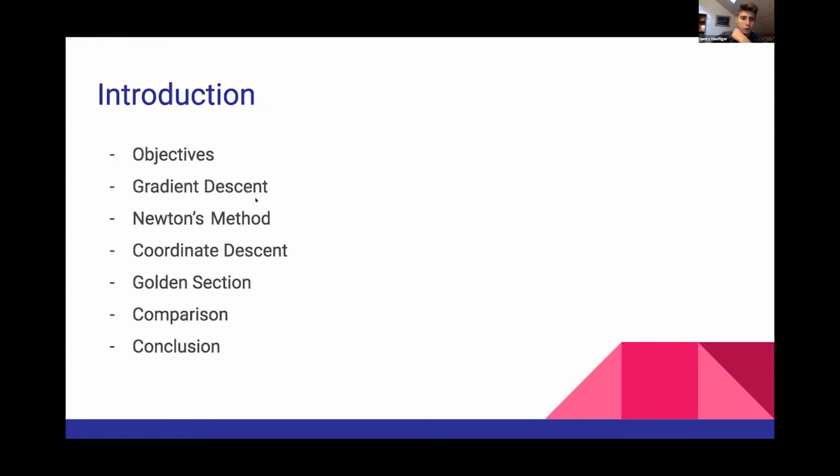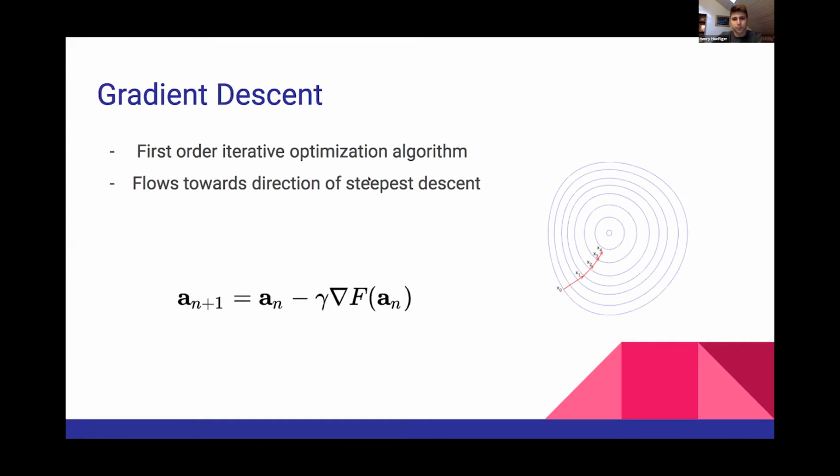So we're going to present 4 different optimization methods. Firstly, gradient descent, which is the most basic, then Newton's method, coordinate descent, and golden section. Golden section is a bit different, and we've also created a version of it adapted for multiple variables. And then we present a comparison of the efficiency of the different methods and a conclusion on which cases to use them in. So Karim's going to begin by presenting the first 2.